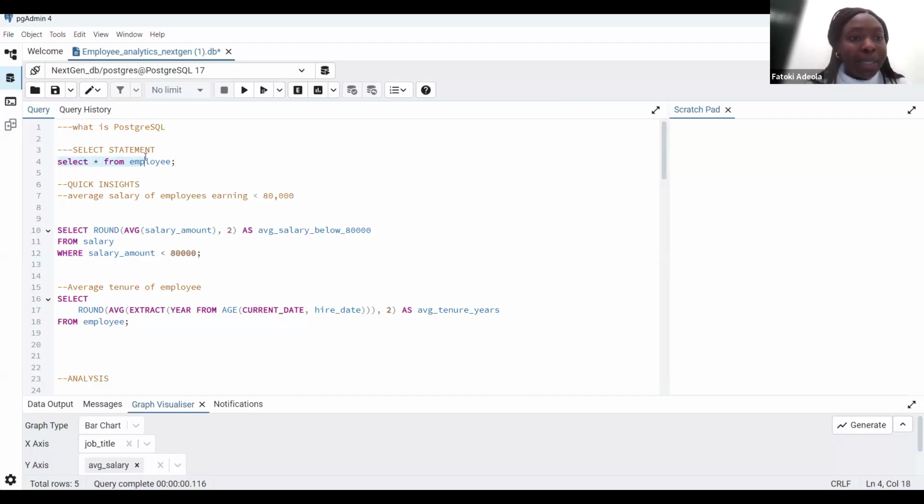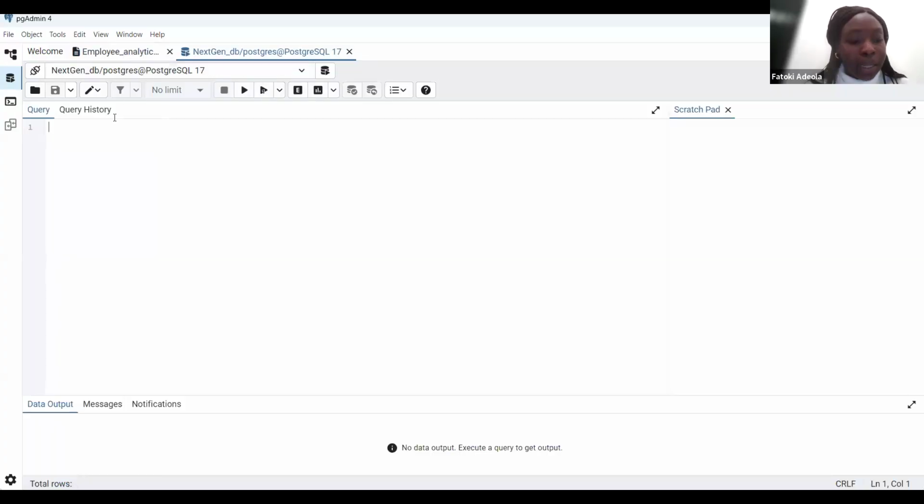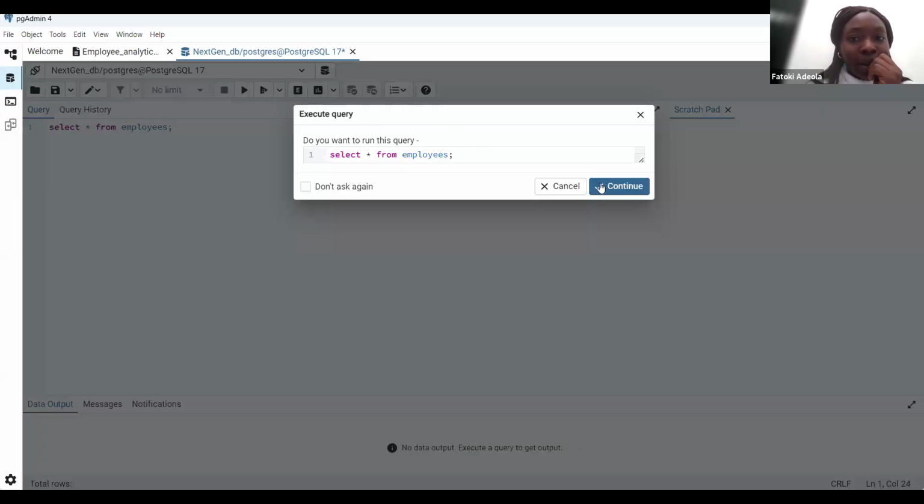Because I have a couple of queries on this page, on this tool environment, I'm going to highlight it. Usually, if there are no other ones, I can just leave it. But then, because I want to create a new page, I can just show you this: select star from employee. Then you run it. If you want to execute the query, this is it.